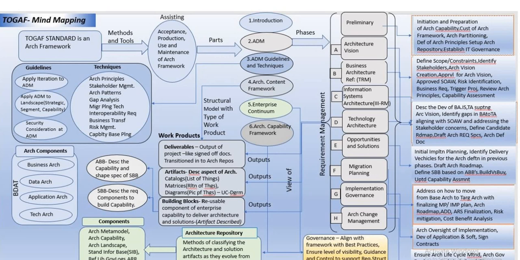Now you can see the governance of alliance, which is the framework from top to bottom. Here you can see the architecture repository and its components, and the architecture components: business architecture, data architecture, application and technology, the BDAT. Work products are considered as deliverables. Artifacts describe part of the architecture, and building blocks, the ABB and SBB, describe the capability. If you follow this, the output comes as the deliverable here.